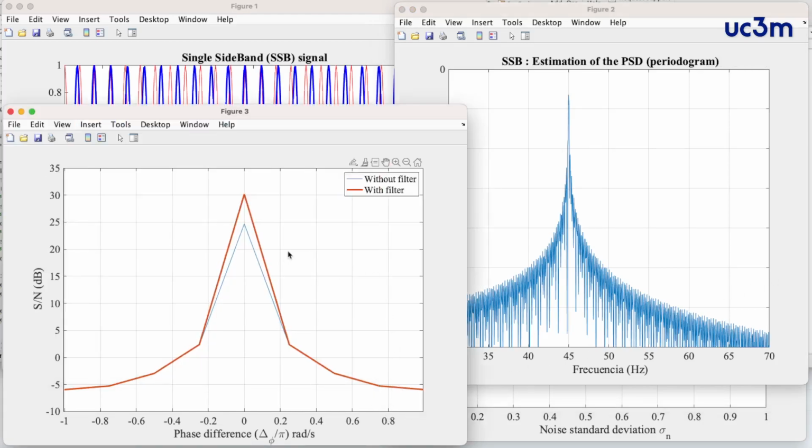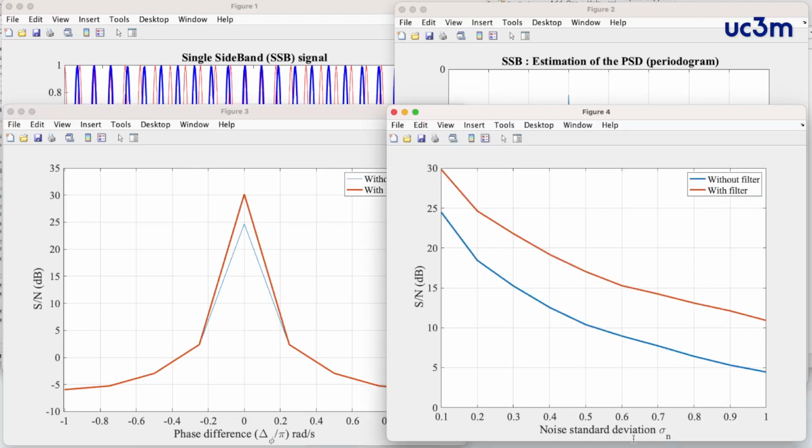Again, the non-coherent receiver is going to degrade the performance when the phase difference is different than 0, a non-coherent receiver increasing from 0 to pi or from 0 to -pi, the signal-to-noise ratio is decreasing. Of course, to filter before the demodulation to limit the noise power will help to increase the signal-to-noise ratio. And as a function of the standard deviation, the signal-to-noise ratio is always higher with the previous filtering than without this filtering.